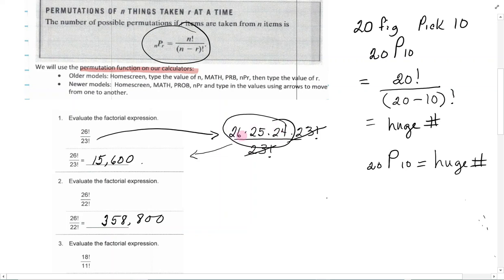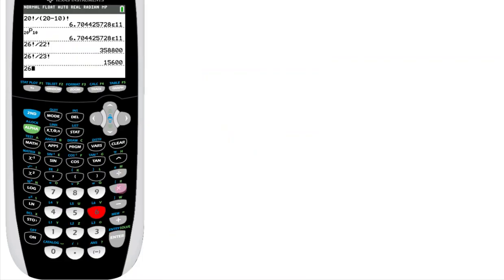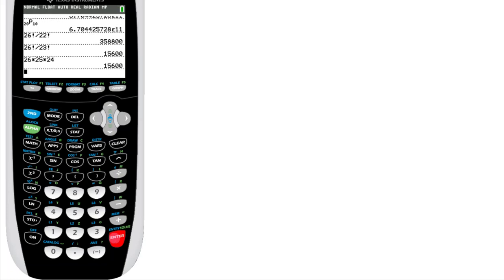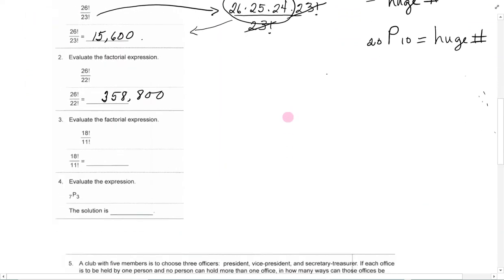And let's see, 26 times 25 times 24. Yes, there's the 15,600. So I'm sorry about that mistake. I grabbed the 22 and I did that one instead. All right, let's move on.